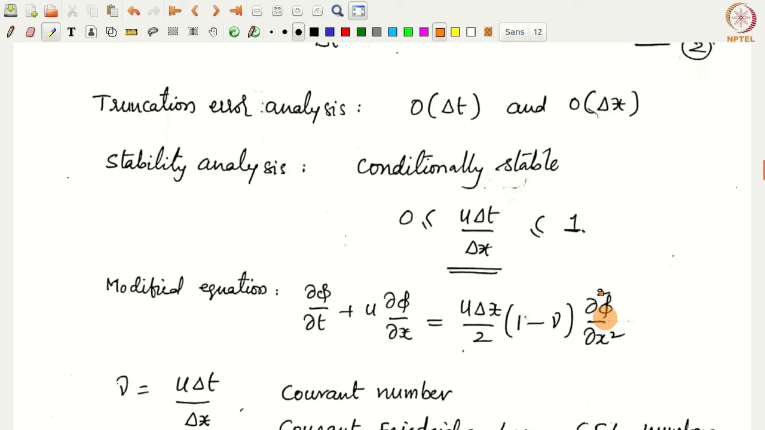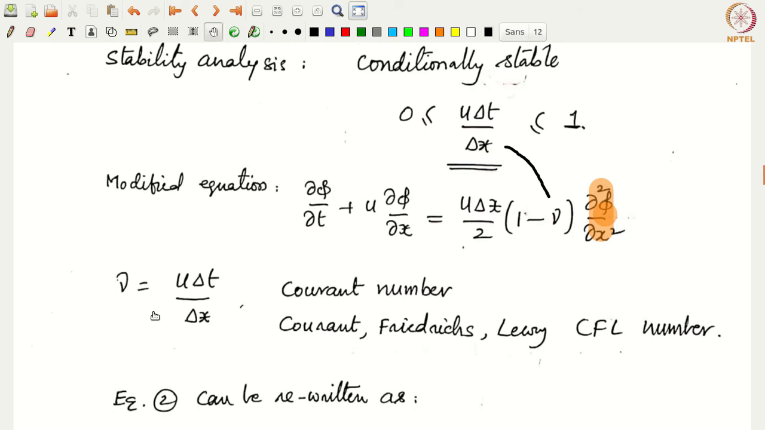Okay. Not only that, the diffusion coefficient is now u delta x by 2 times 1 minus nu. This nu is nothing but u delta t by delta x. So this is basically the same value we had here, which we have now called nu. If I say nu is u delta t by delta x, in the literature it is referred to as either the Courant number or the CFL number, named after Courant, Friedrichs and Lewy, the scientists who first performed the stability analysis and discovered this.